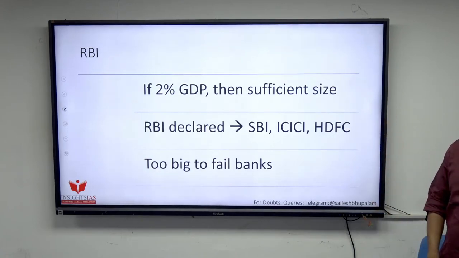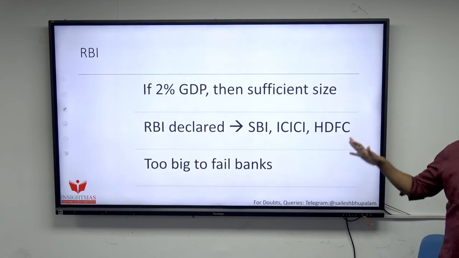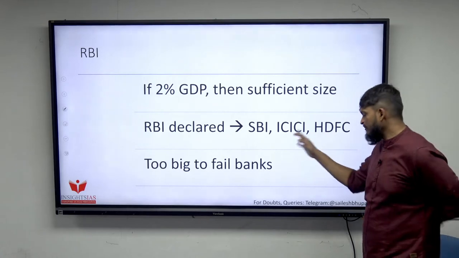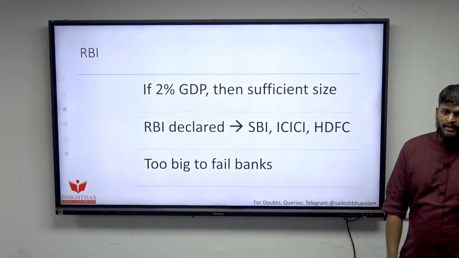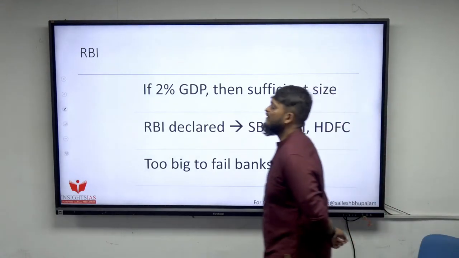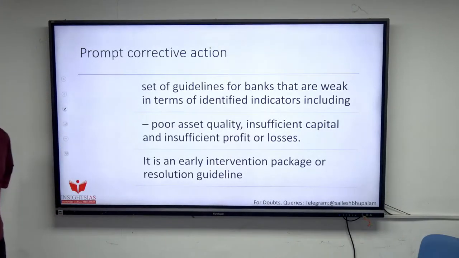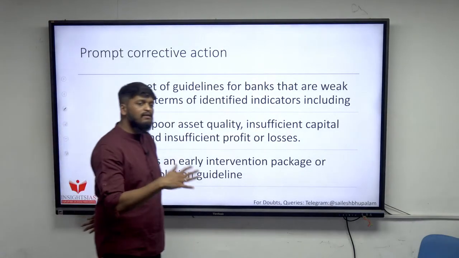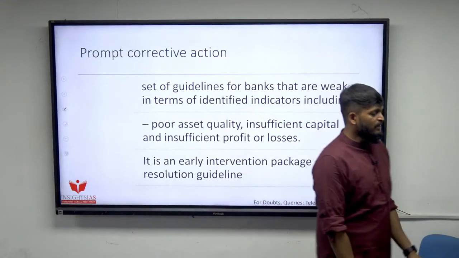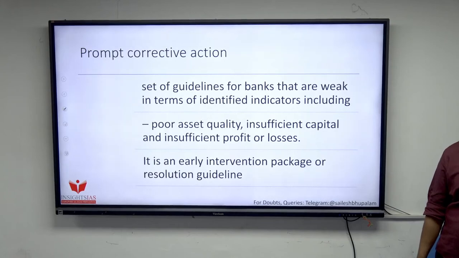RBI has so far declared 3 banks as domestically systemically important. All these criteria have been checked, and in India we found 3 banks, SBI, ICICI and HDFC, are domestically systemically important. That means they are too big to fail. We will not allow them to fail. If they fail, the entire Indian economy will fail. So RBI will keep a close watch on them to make sure they never fail. Even if something slightly goes wrong in these banks, RBI will take immediate action to bring them back to good health, so that it will not create any serious negative impacts on the economy. You understood this.